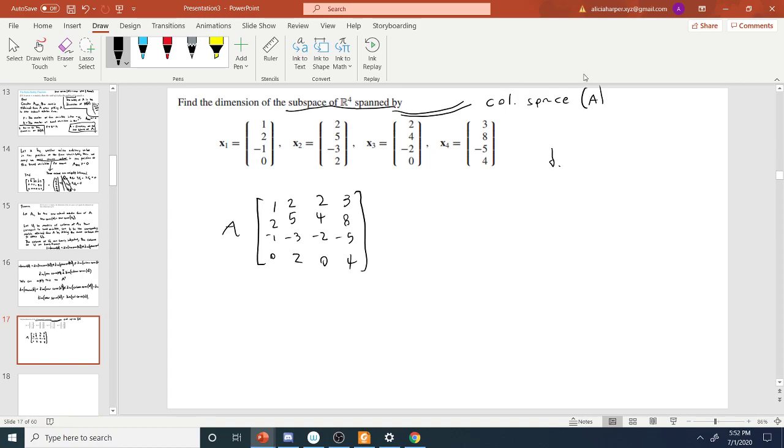But we know that the dimension of the column space of A is equal to the dimension of the row space of A, which means we can in fact figure out the dimension of this subspace by figuring out the dimension of the row space of this matrix. And how do we figure out the dimension of the row space? Well, we simply do Gauss-Jordan row reduction. So we may solve this.